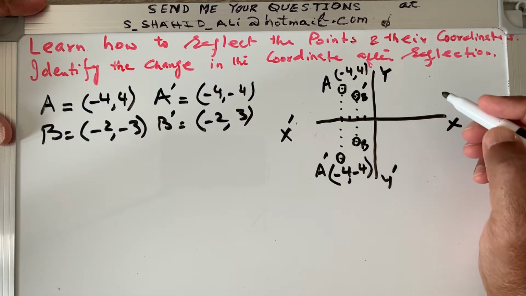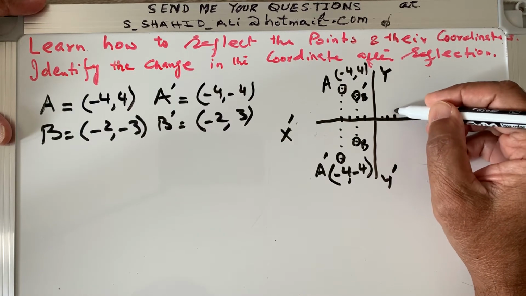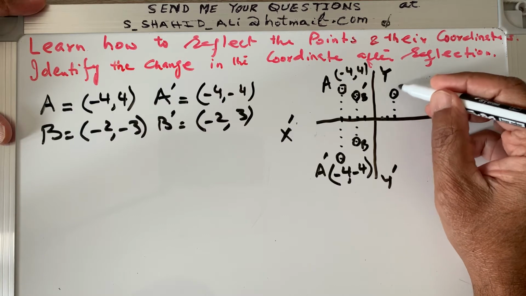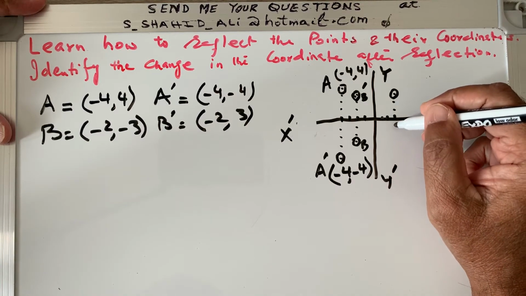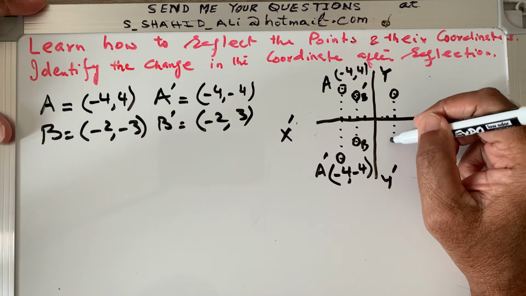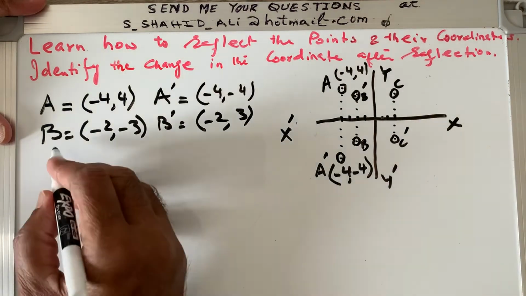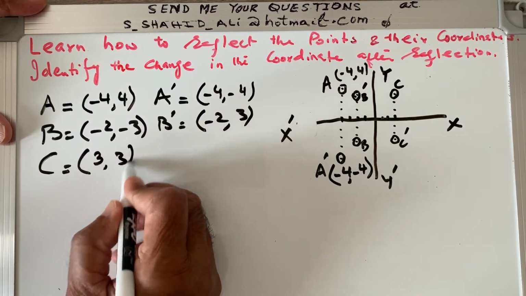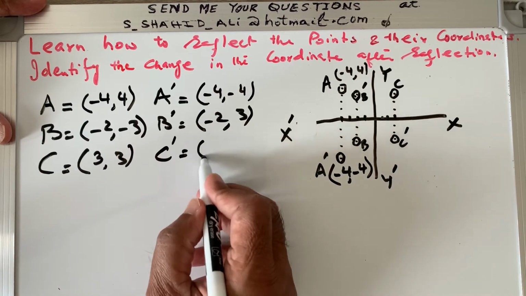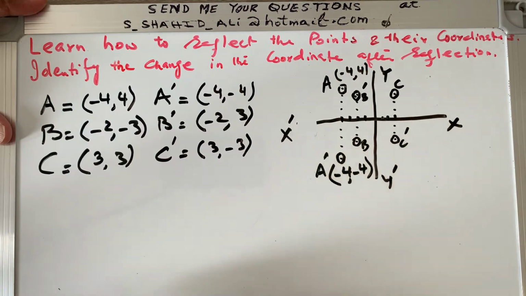So the first 2 points are reflection in x-axis. The third point is maybe 3 and 3. So 1, 2, 3, 1, 2, 3. This is my 3 and 3. So the reflection will be 3, -3. This will be the reflection. So this is C and this is C dash. My C was 3 and 3, and my C dash was 3 and -3, right? This is all reflection in x-axis.